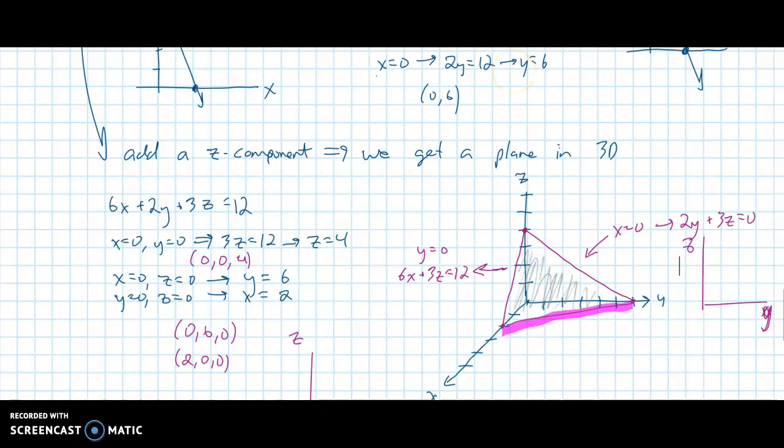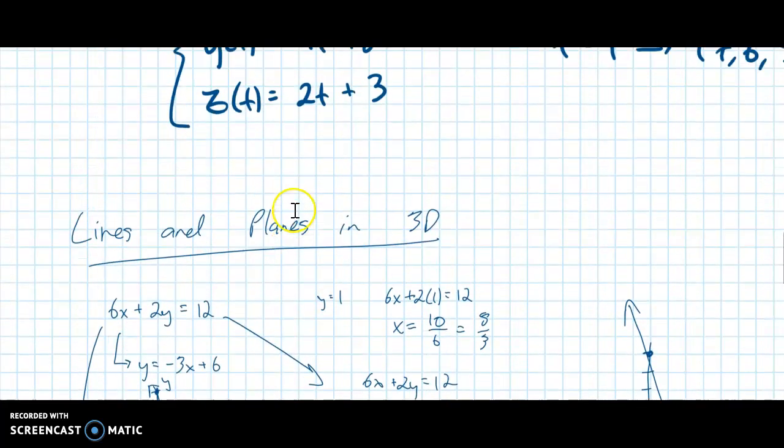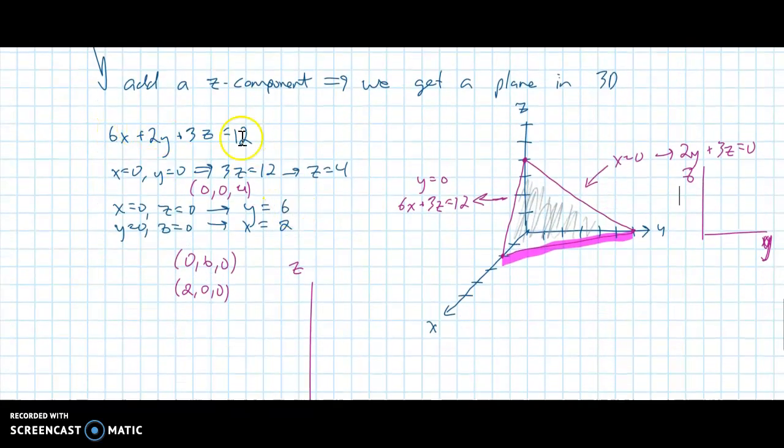I'm going to stop this video here. I'm going to do another video on how we use the dot product to come up with a better version of this type of equation right here.